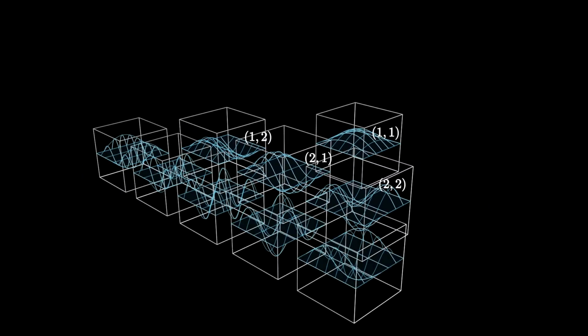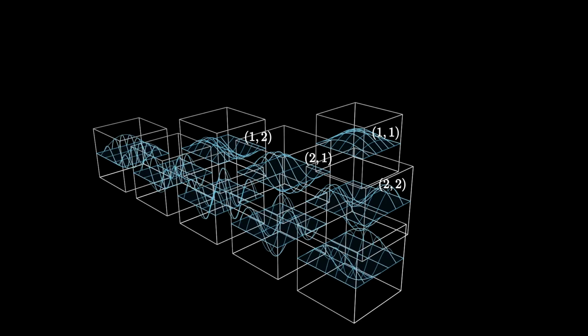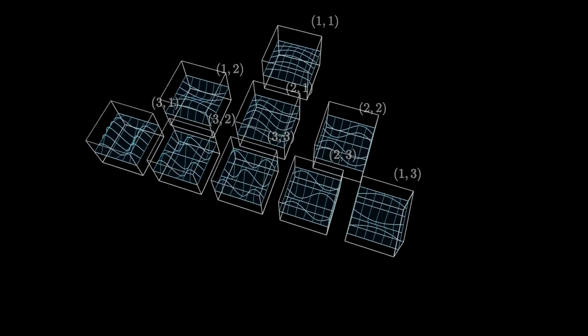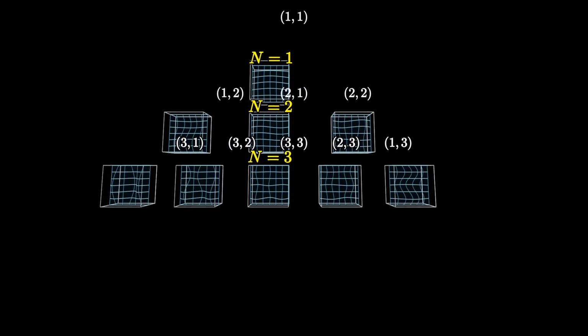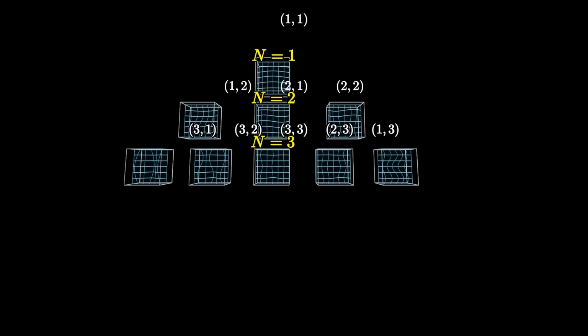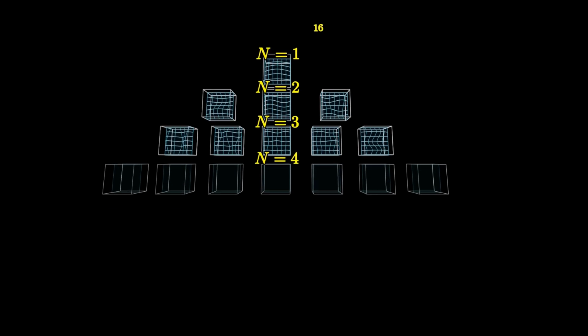As we move to higher mode numbers, the number of possible ways of arranging these modes continues to increase. There are simply more possible combinations of nx and ny. If we stack the number of possible modes at each level, it starts to form a pyramid-like structure. And as the mode number increases, the number of possible configurations grows larger and larger.